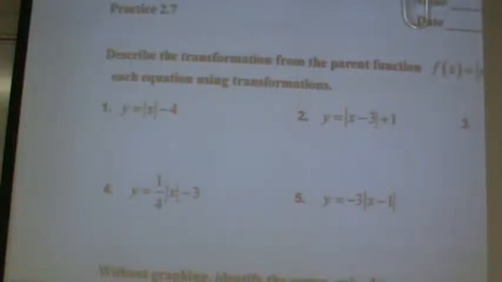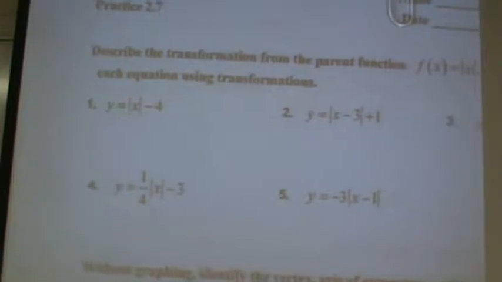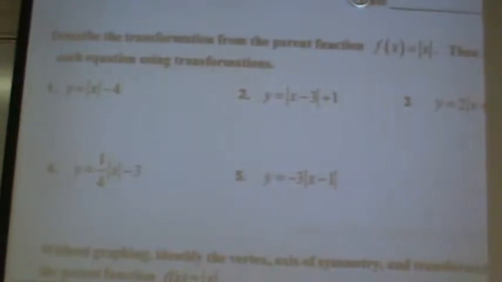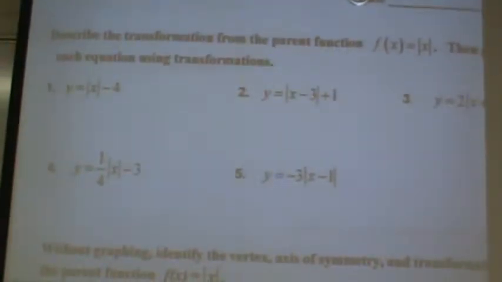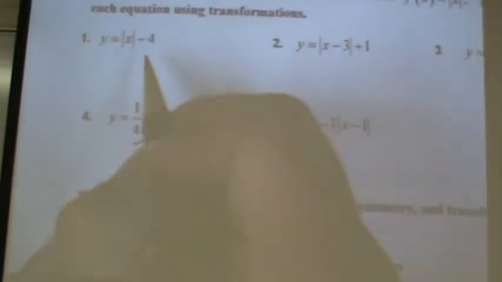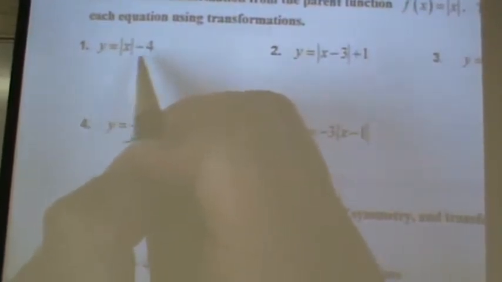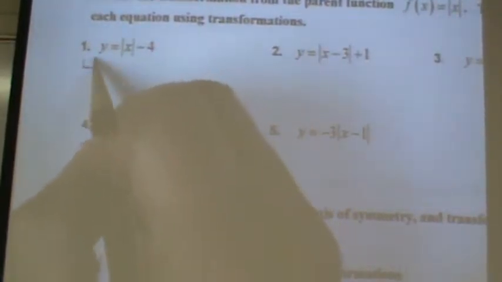Okay, here is tonight's homework, 2.7. It's graphing absolute value functions. What we need to do is describe the transformation in words, and then we're going to put them on a graph. So for question number 1, describe the transformation? Down 4. We're just going to go down 4, so 4 down.